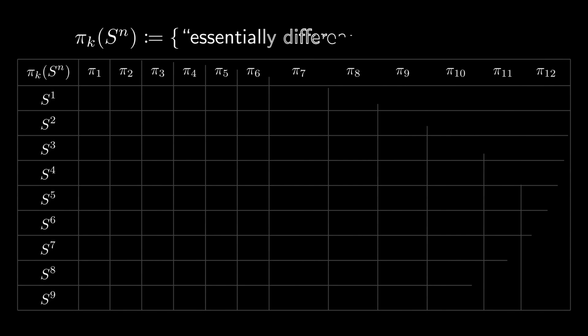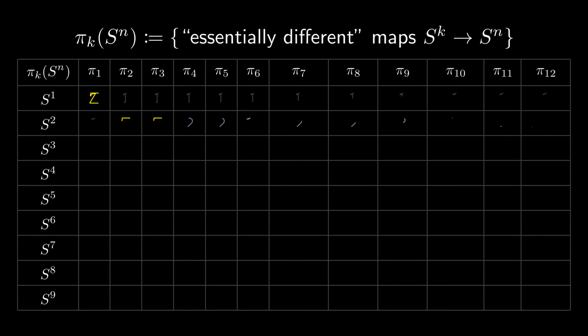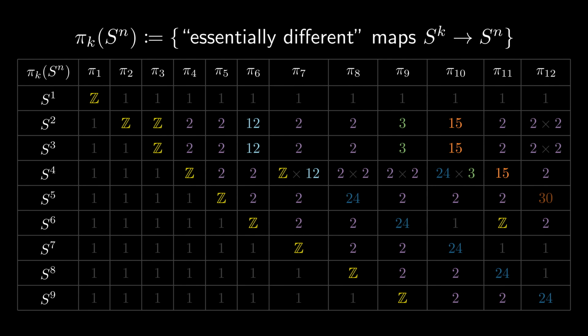On the other hand, we do know a lot of the story. This is a table of some of the stuff we do know. So for example, if you're looking at maps from a 10 sphere to a 2 sphere, there are essentially 15 possibilities. For maps from a 4 sphere to a 3 sphere, there are only 2 possibilities. If you're looking at maps from a 7 sphere to itself, then there are infinitely many essentially different continuous functions, one for each integer.